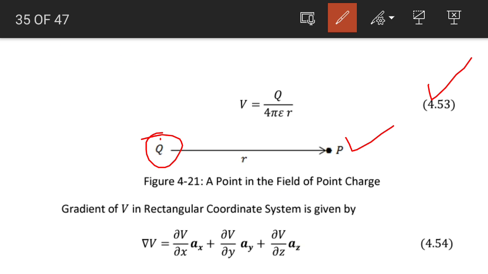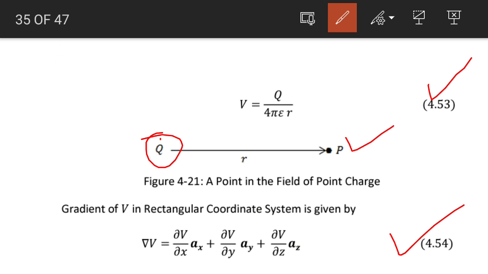Now we calculate the gradient of the potential in a rectangular coordinate system. So the gradient of the potential in the rectangular coordinate system will be equal to curly v by curly x ax plus curly v by curly y ay plus curly v by curly z az.